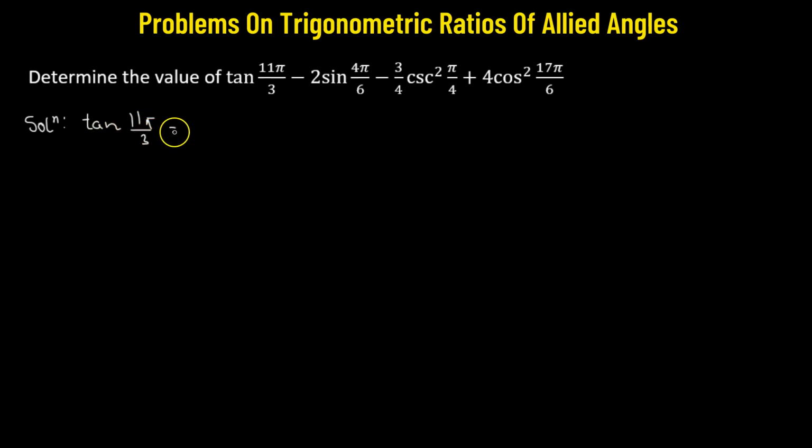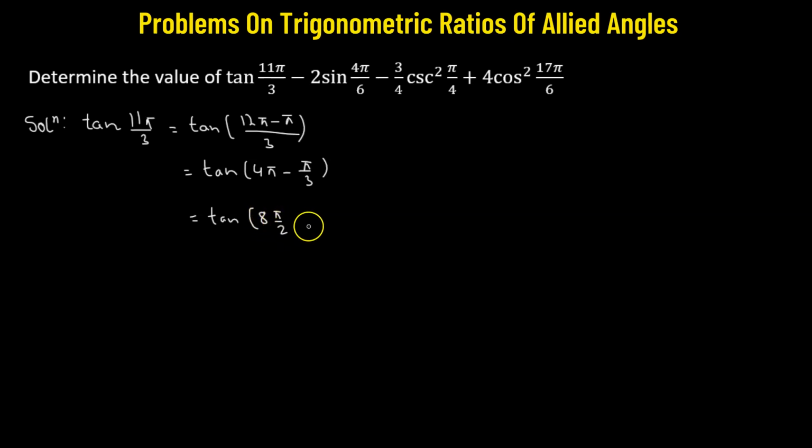So 11 pi over 3 can be expressed as 12 pi minus pi, divided by 3. Now we're going to divide each term within the parentheses by 3. So 12 pi over 3, that's 4 pi, minus pi over 3. Now we can express 4 pi as an even multiple of pi over 2. So that becomes 8 times pi over 2 minus pi over 3.